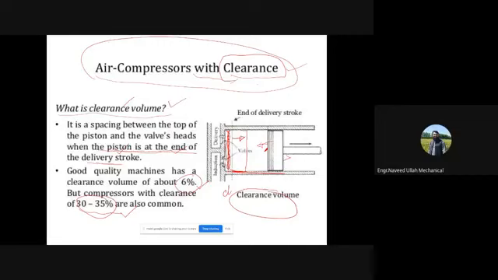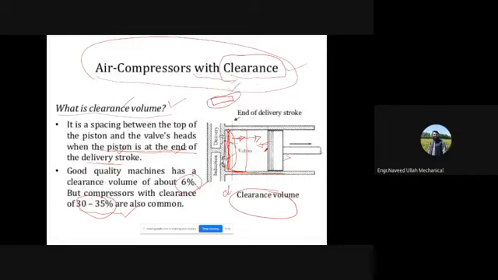The moment it starts from this position in the rightward direction, this pressure drops. ठीक है, ये प्रेशर कम होगा ना. Why? Because volume is increasing. Volume increase होगा, pressure will drop, right? This pressure drop is basically your expansion process, which was not the case in the previous scenario, जिसमें clearance volume नहीं था. ठीक है, डायरेक्टली जो है इंडक्शन, then we have compression and then delivery. That's it in the previous case.